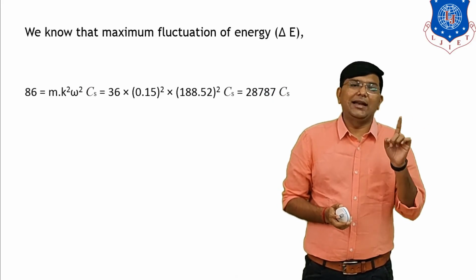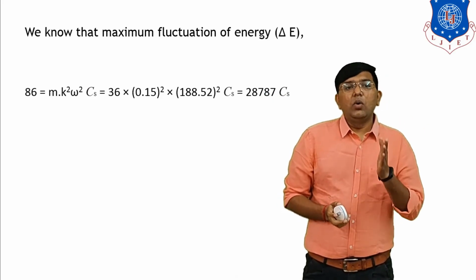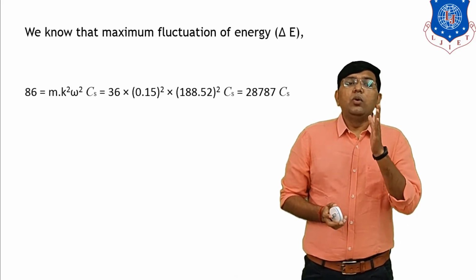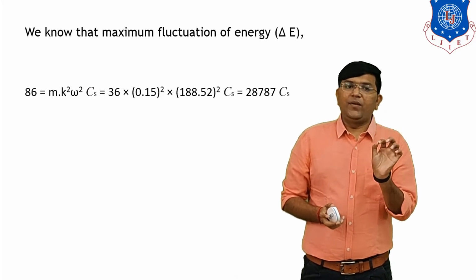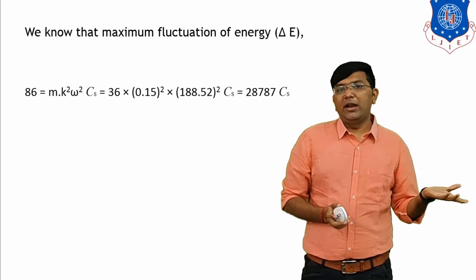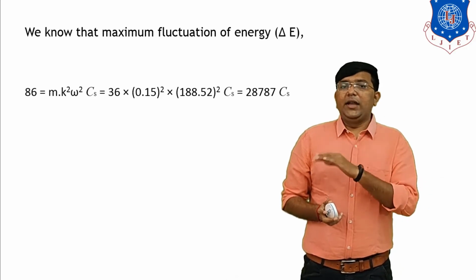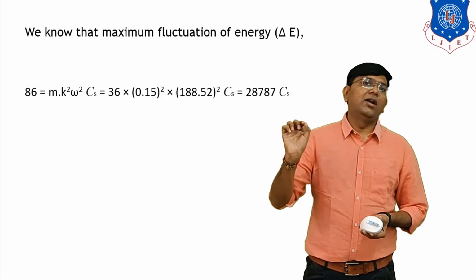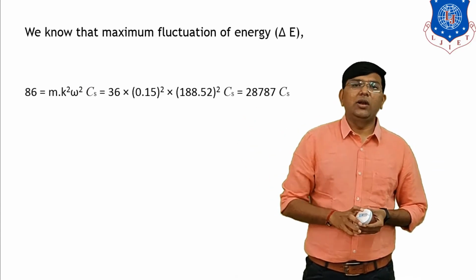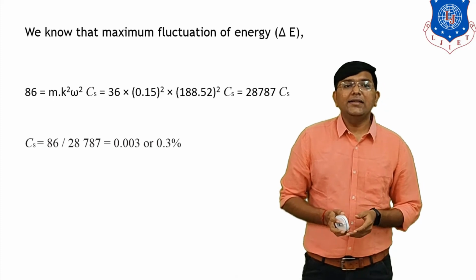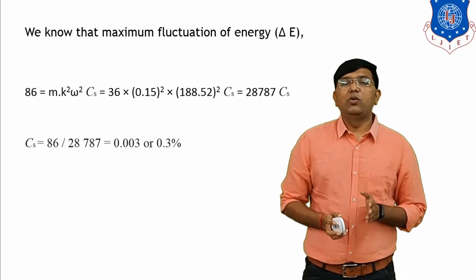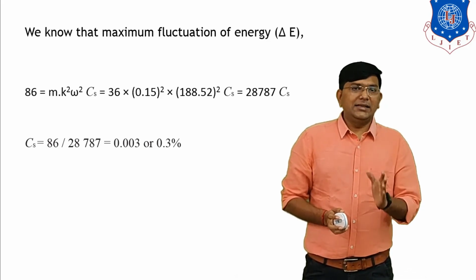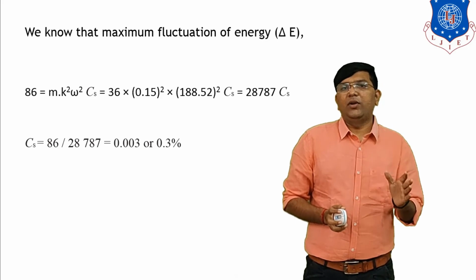So put the value of delta E, that is 86 joule, is equal to small m, the mass of the flywheel, which is given as 36 kg, into k, the radius of gyration, 0.15, into omega square, we already derived the value of omega, that is 188.52, into Cs. Now in this equation we have only one unknown, that is Cs. Now you can calculate the value of Cs, that is 86 upon 28787 is equal to 0.003 or 0.3%. This is the value of the coefficient of fluctuation of speed.